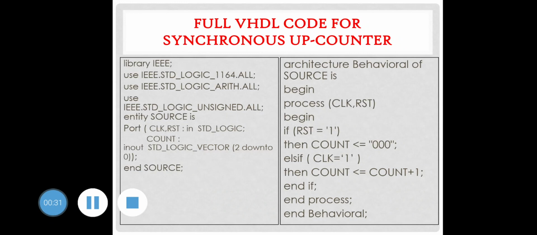Here you can see the entity name is source, and the ports are clock and reset as input ports, and count is an inout port, which will act as input as well as output. The architecture we have used here is the behavioral architecture model. You can see an if-then statement is used.